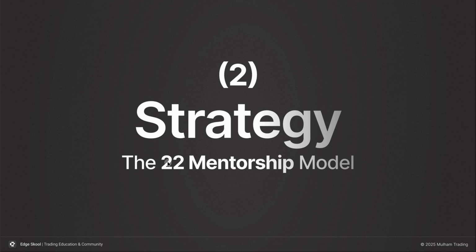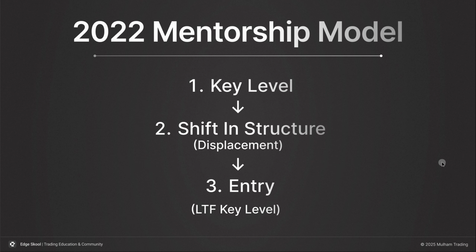Strategy number 2, the 2022 mentorship model. The main premise of the 2022 mentorship model is that we have 3 main steps, and each of these steps is kind of similar to the 3 core concepts that we cover. The first one would be a key level. That means any trade I take, I want to see it reacted off a key level. So we have a key level. Only when price comes here, I want to take a trade.